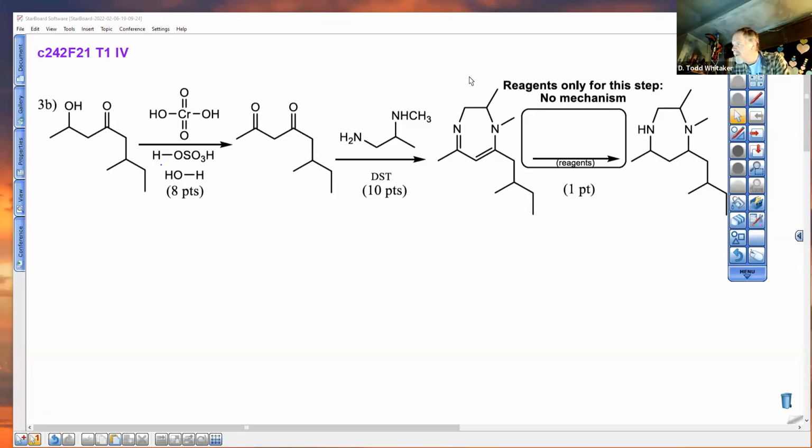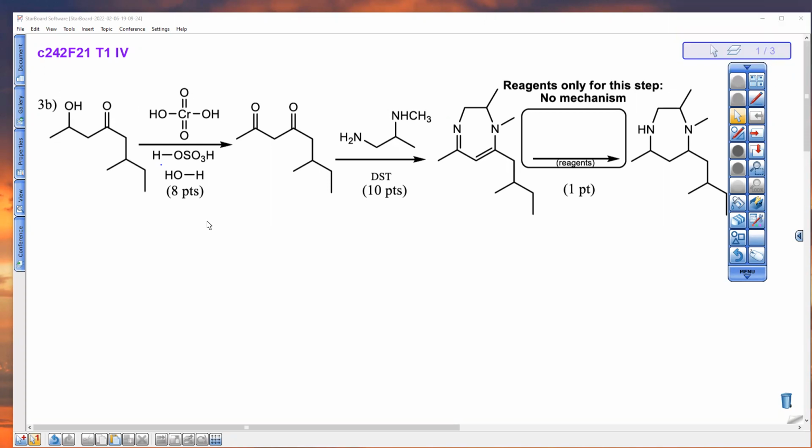Hello, everybody. We're going to do an exam problem from fall 21, test 1, and I hope we're seeing it here. And it's a mechanism. These are all mechanisms. I didn't copy the section that said do mechanisms for these reactions. Chromic acid oxidation is definitely going to happen on our test.